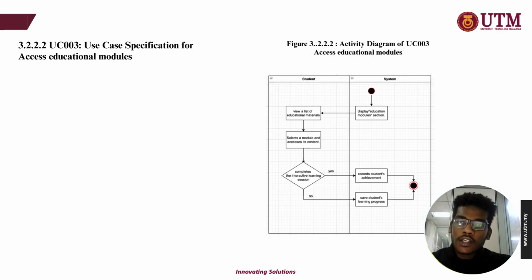Now moving on, we have the other use case of the model, which is use case 3. This is the use case specification for use case 3, on the left, access educational modules. We have all the information here, the description and everything. And on the right, we have the activity diagram. We see how it goes from the system to the student, and then how the student can go to the normal flow. That's all we have for this model.